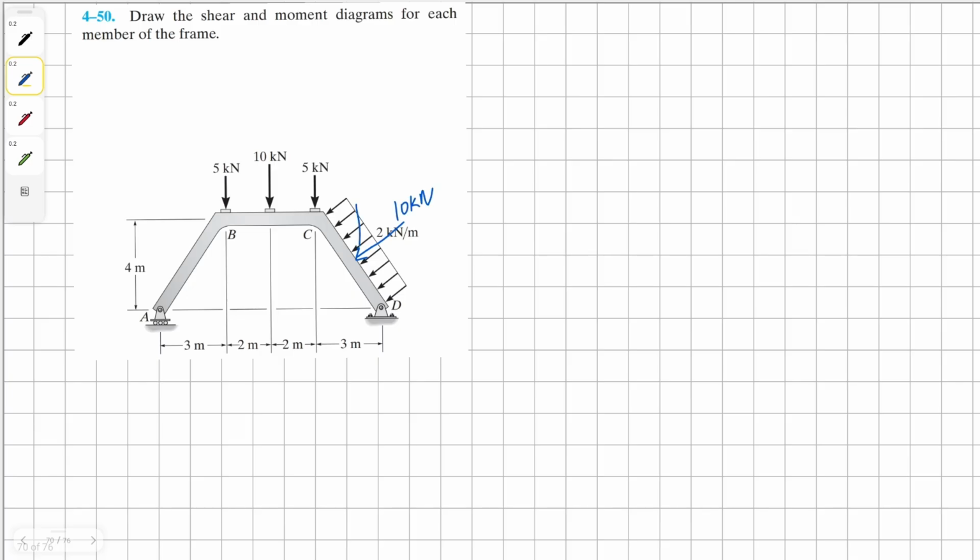And then I'm going to convert my point load into horizontal and vertical components, which in this case is going to be the opposite. So we're going to have 4 divided by 5 times 10 kilonewton, going to give us 8 kilonewton, and then vertical is going to be 6 kilonewton.